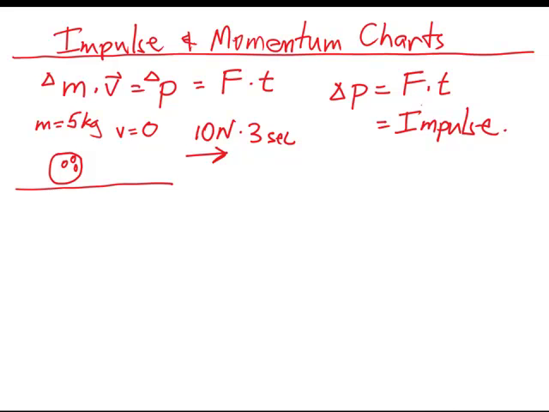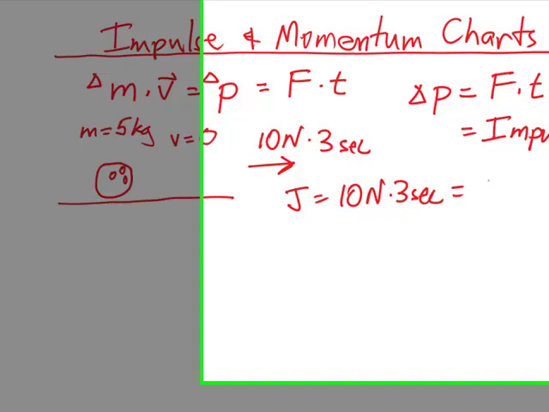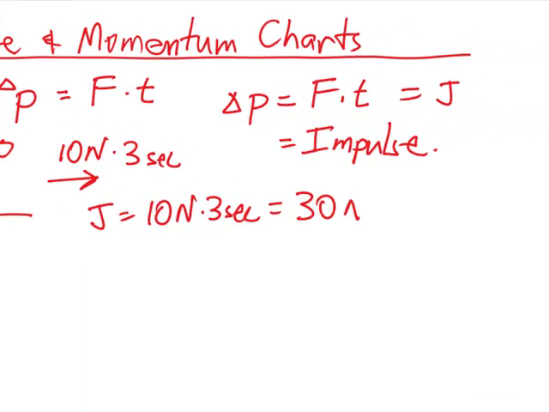From our relationship here, remember our change of momentum is also called the impulse. So our impulse, and that actually has the letter J, is equal to 10 newtons, and that's going to be to the right, times 3 seconds. We see that we have 30 Newton seconds.